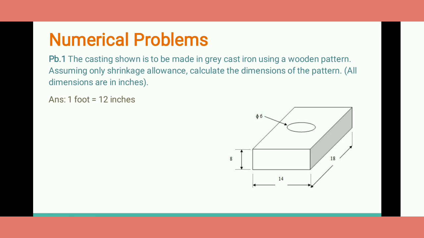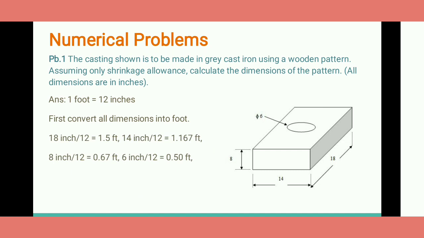Fine. Now, first is the length, which is 18 inches. Converting into feet, we divide by 12, so we get 1.5 feet. The width is 14 inches divided by 12, that is 1.167 feet. Similarly, the thickness is 8 inches divided by 12, that is 0.67 feet. And the diameter of the cavity is 6 inches divided by 12, that is 0.50 feet.